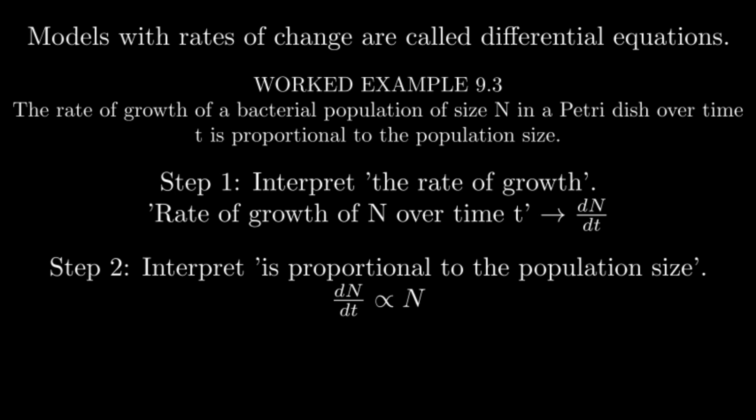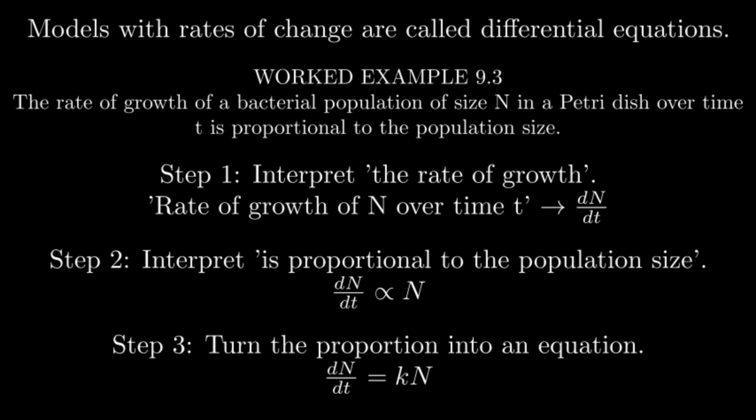Next, the sentence says this rate of change is proportional to the population size, which is n. The symbol for proportionality is this alpha-like symbol. So we can write that dn over dt is proportional to n. This is a good start, but a proportionality is not an equation. To make it an equation, we need to introduce a constant. To turn a direct proportion into an equation, we introduce a constant of proportionality, which we'll call k. So our final differential equation is dn over dt equals k times n.